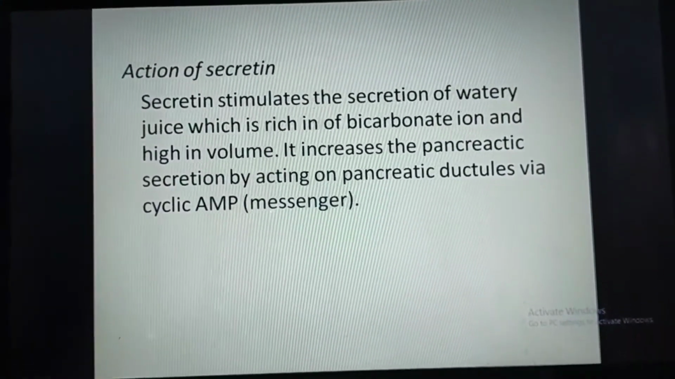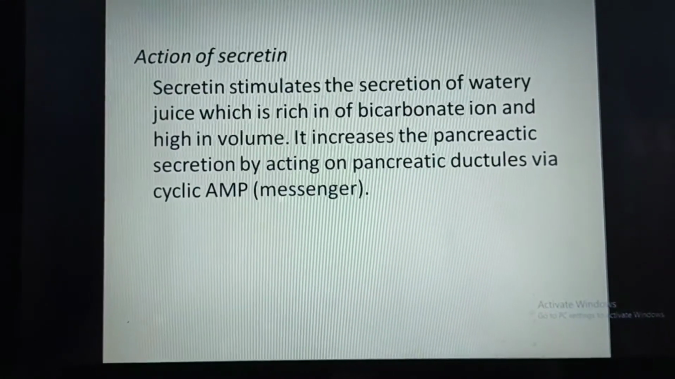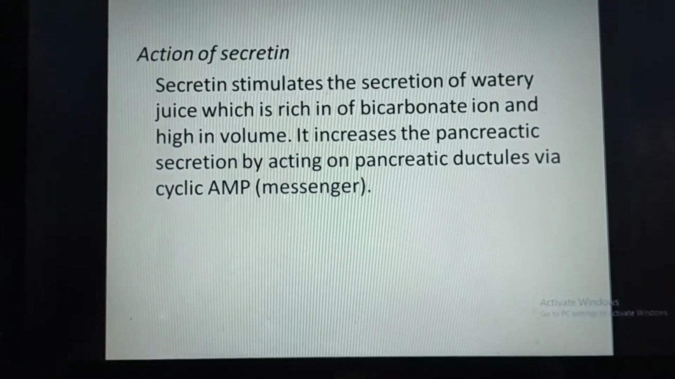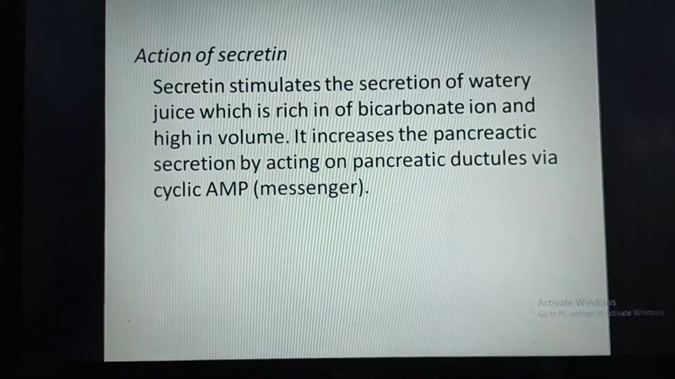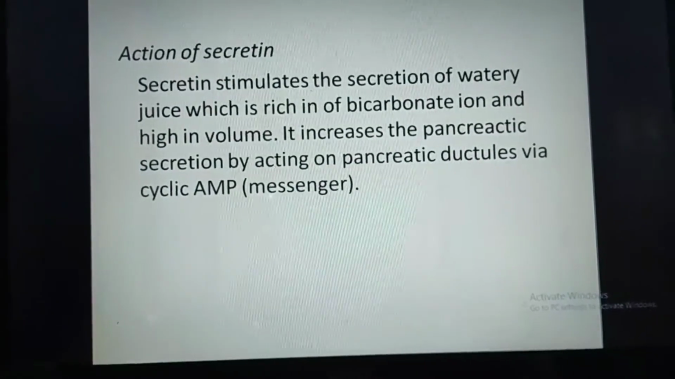Action of secretin. Secretin stimulates the secretion of watery juice, which is rich in bicarbonate ion and high in volume. It increases the pancreatic secretion by acting on pancreatic ductules via cyclic AMP.